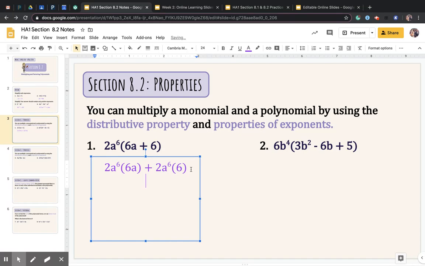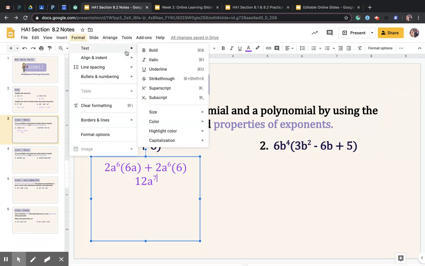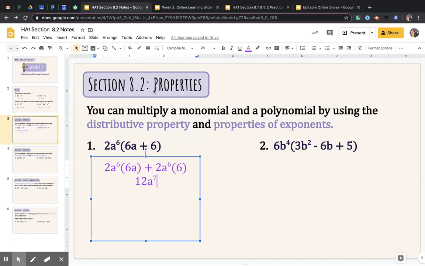After that, I want to multiply, so let's see, 2 times 6 gives us 12. a to the 6 times a should give us a to the 7th. And then plus 2 times 6 again is 12, and then a to the 6th, because we're not adding it to anything else. So that is your final answer.